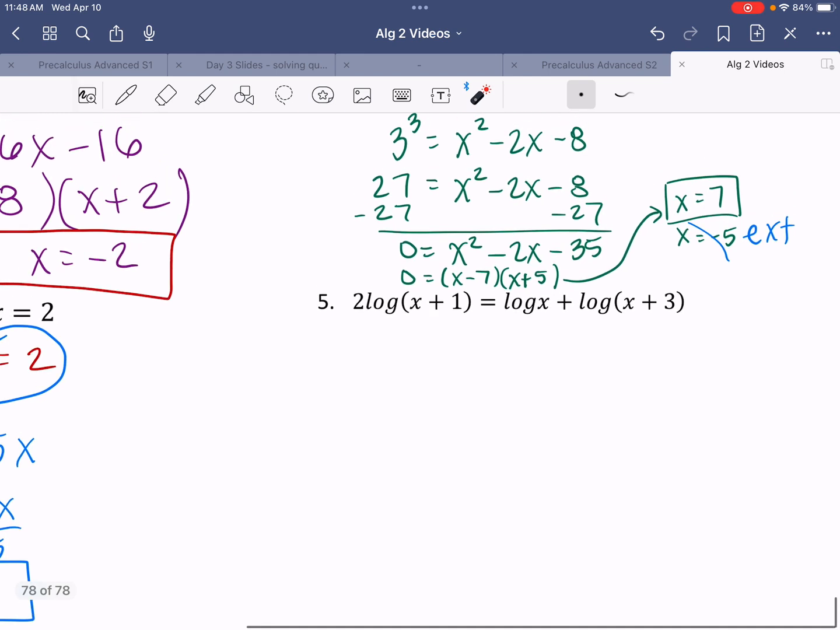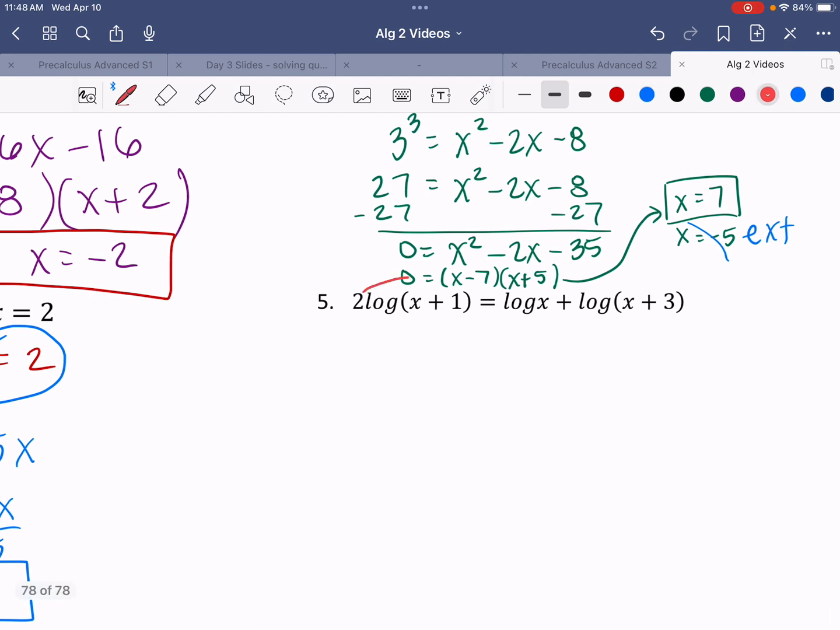Let's keep going. Number 5 has logs everywhere, logs on both sides. I can tell there are definitely some properties to be used here. So on the left side, I see a 2 in front. I see the power property. So I'm going to have the log of x plus 1 squared. We can simplify that out or multiply that out. Then the second side has 2 separate logs that I can combine by multiplying their arguments. x times x plus 3.